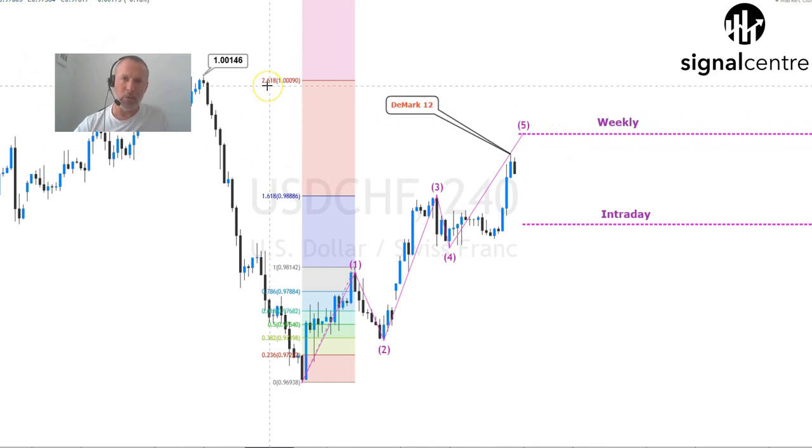If we look here, we've got a 261.8% Fib level at 1.0009. Again, very close to that reverse trendline resistance, very close to that psychological one big figure. So there's quite a deep upside barrier in dollar Swiss, but at the moment we'd still look to buy into dips, and like I'm saying, our bespoke support is located down here.